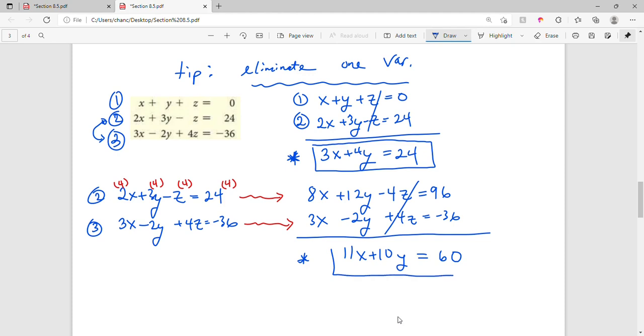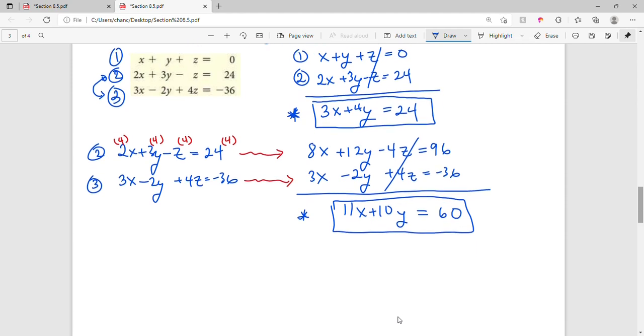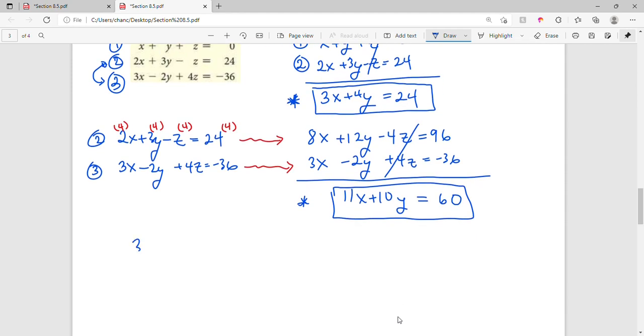And this is really good because now we have two equations in two variables. And I know how to solve these. We can stack them and use either substitution or elimination. I'm going to use elimination. Let's multiply the top row by negative 11. And we'll multiply the bottom row by a positive 3.